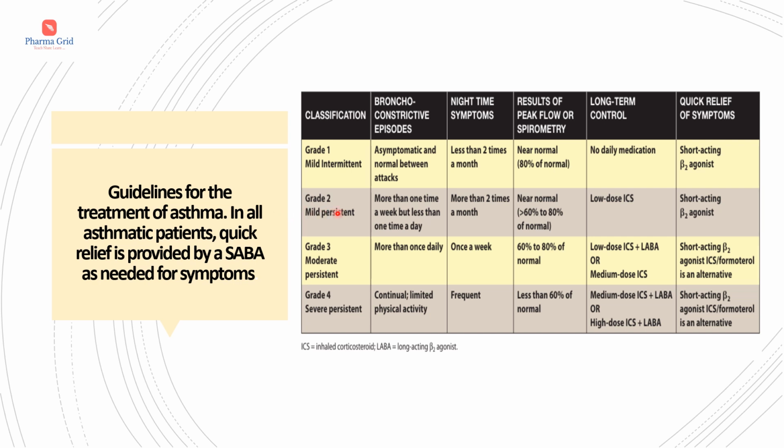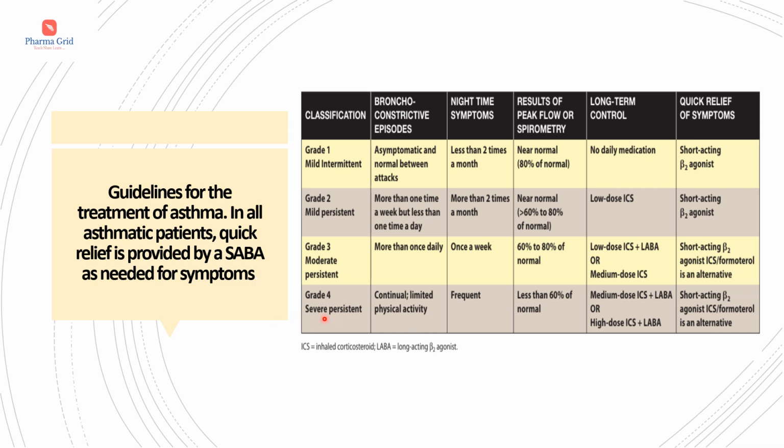The next one is grade 2, which is mild persistent asthma. Here for long-term control we can use low-dose inhaled corticosteroids, and for quick relief of symptoms we can use a short-acting beta-2 agonist. Then coming to grade 3, moderate persistent asthma. Here long-term control medication options include low-dose inhaled corticosteroids with a long-acting beta-2 agonist, or medium-dose inhaled corticosteroids can be used as long-term treatment control options. Then for quick relief of symptoms, a short-acting beta-2 agonist or inhaled corticosteroids with formoterol combination is an alternative.